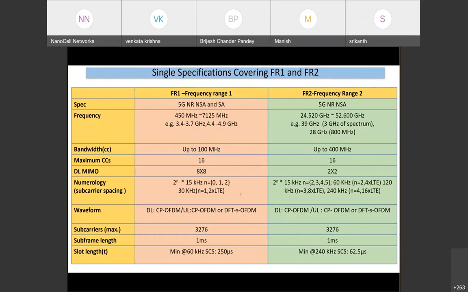But in LTE, SC-FDMA performed the same thing. What you are saying is DFT, it's the same thing. Exactly. Yes. In LTE, they called it single carrier. Now they have reworded it to DFT spread, giving the exact implementation. That's all.